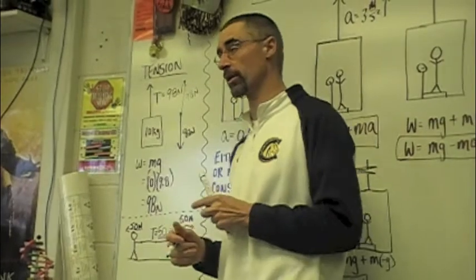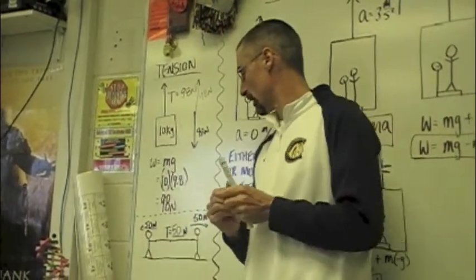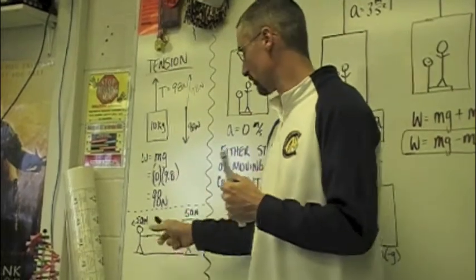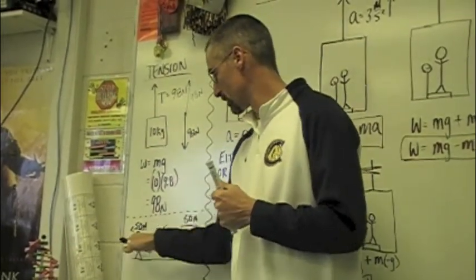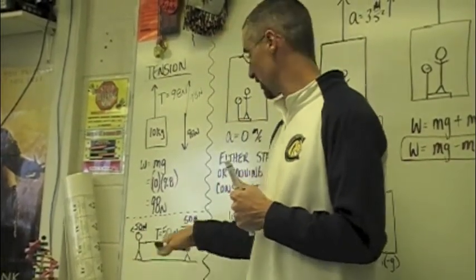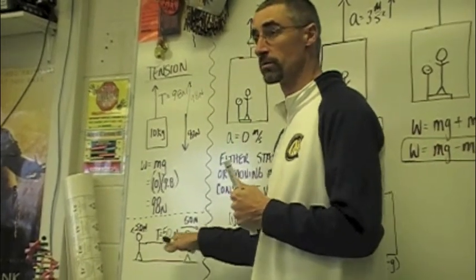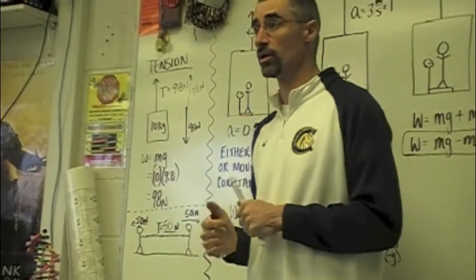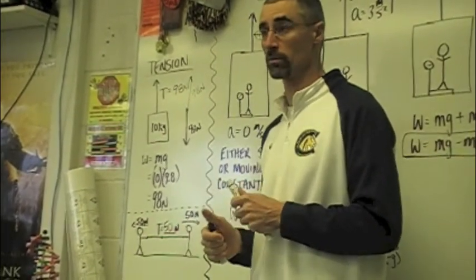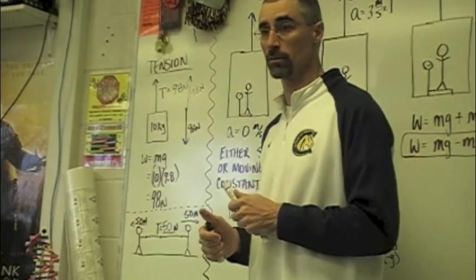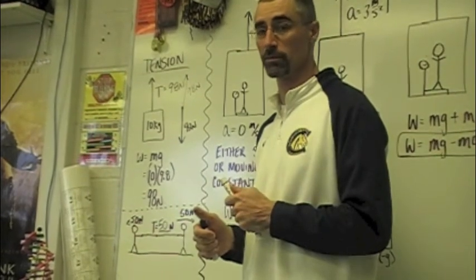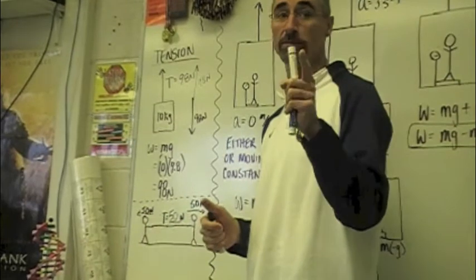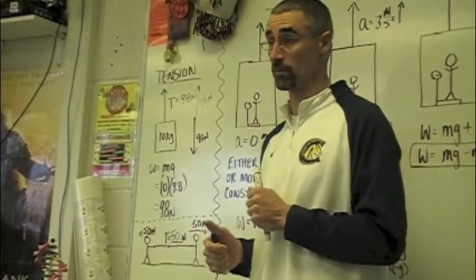Now, this is kind of another thing that's interesting that we'll talk about. I always ask this question. If we had the Dallas Cowboys offensive line right there, and then we had the Dallas Cowboy cheerleaders here, and they were pulling in a tug-of-war contest, who would be pulling on the rope harder? They'd be pulling the same. Newton's third law says they'd be pulling the same.